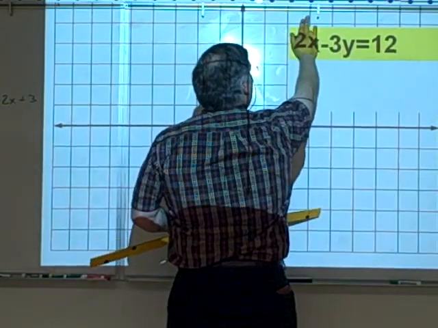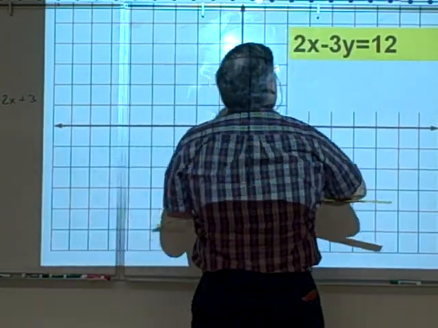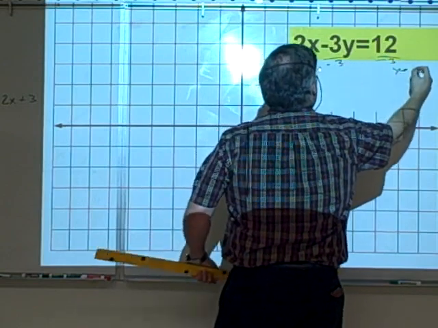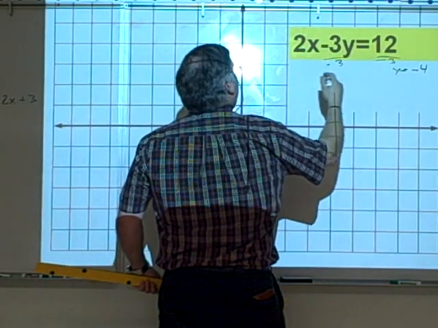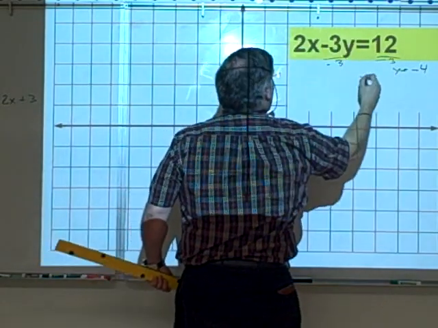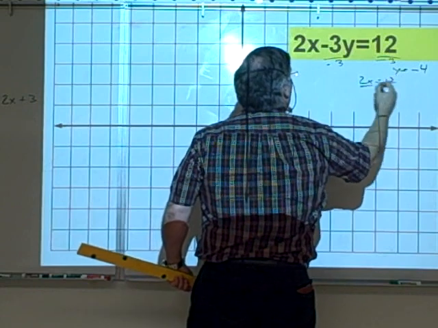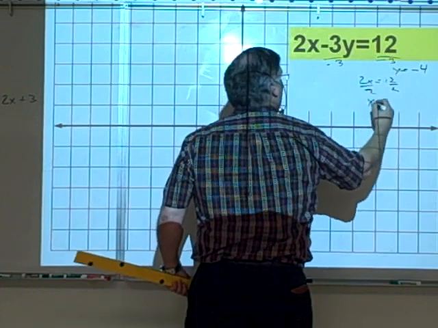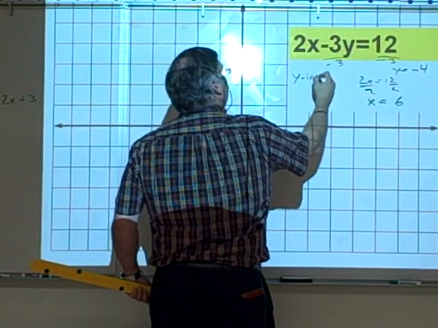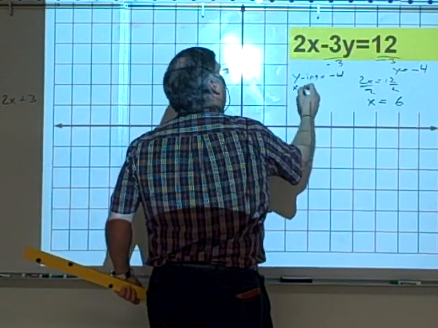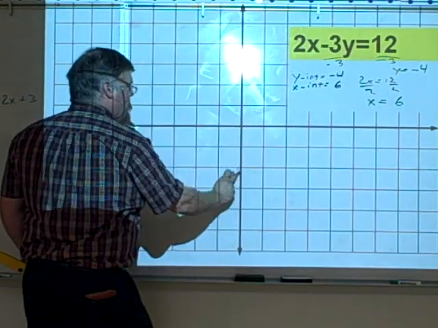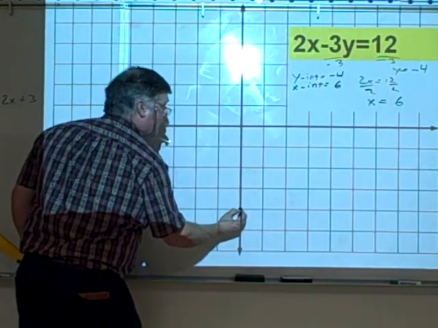Cover up the x. Negative 3y equals 12. Divide by negative 3. You get y is equal to negative 4. Then cover up the y, and you've got 2x equals 12. Divide by 2, and you get x is equal to 6. So your y-intercept is negative 4. Your x-intercept is 6.